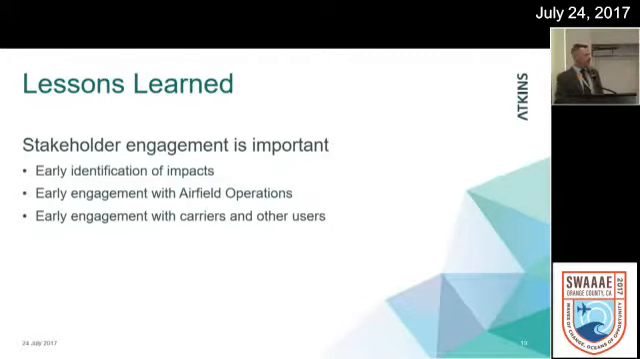So kind of to echo some of the things that Jeff had said, some of the key lessons learned is we need to engage our stakeholders. We need to engage them early. We want to identify the impacts to the airfield as early in the project as we can. That's going to include early engagement not only with airfield operations, but we also want to engage our carriers and our other users so that we can understand how the changes to the airfield are going to impact their operation and if there's anything that we can do to mitigate that.